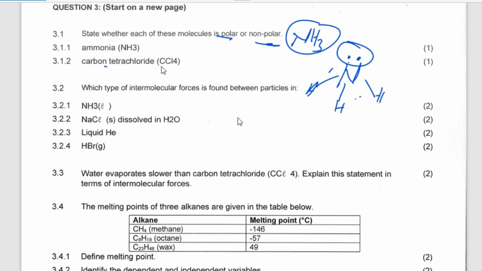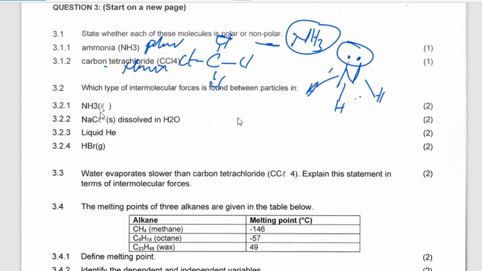And then this one is tetrachloromethane, or carbon tetrachloride, which is the same thing. Carbon is like this, and the carbon doesn't have lone pairs in this regard. So look, the force on this side and the force on this side is equal to the force on this side and the force on this side. Hence, it's going to be non-polar. So this one is polar, and this one is non-polar. Then we go to the next question. Which type of intermolecular forces exists between particles?